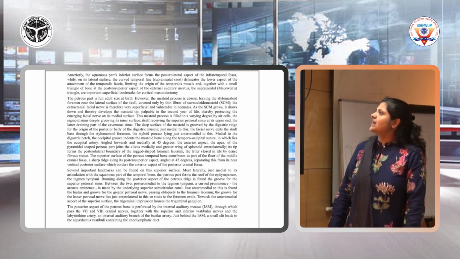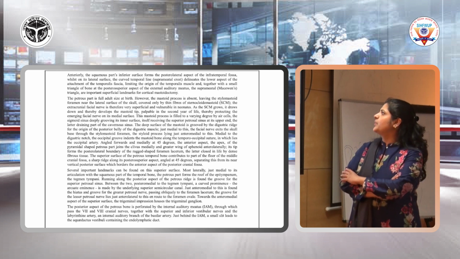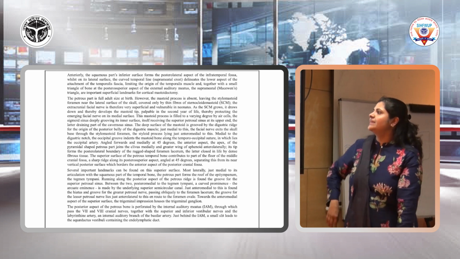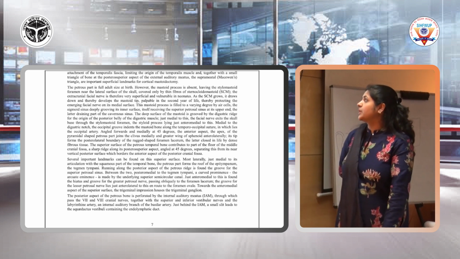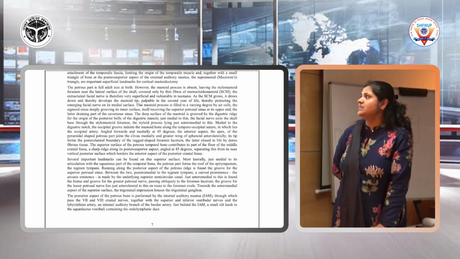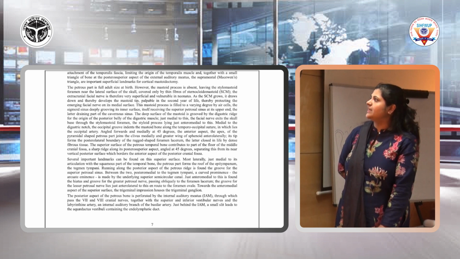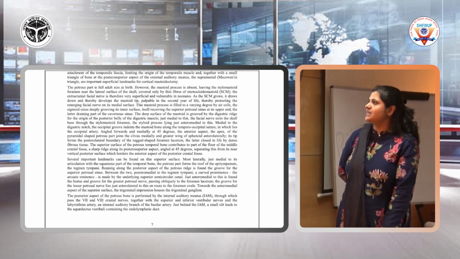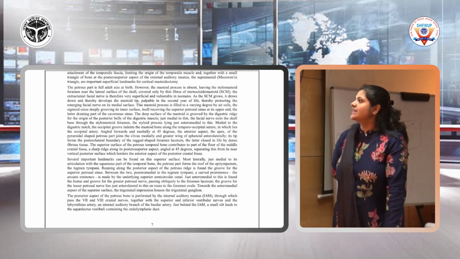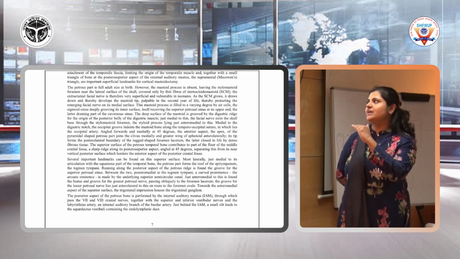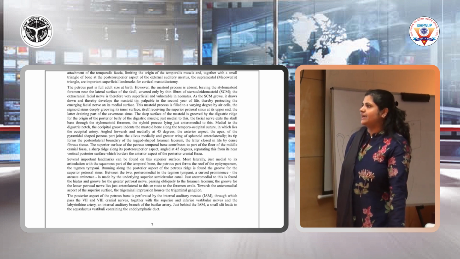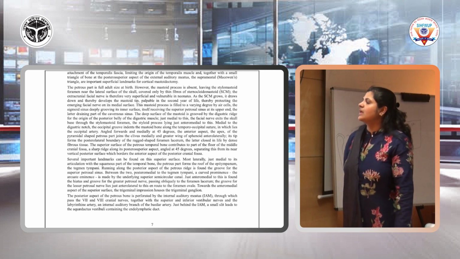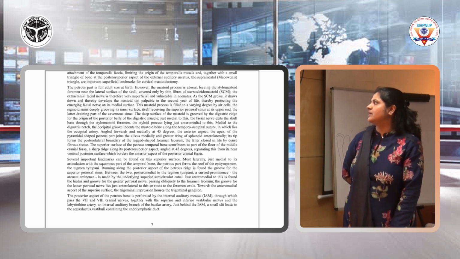Several important landmarks can be found on the superior surface of the temporal bone. The tegmen tympani runs along the posterior surface of the petrous ridge, where the groove for the superior petrosal sinus is found. Between the two, posteromedial to the tegmen tympani, is a curved prominence, the arcuate eminence. It is made by the underlying superior semicircular canal. Just anteromedial to this are found the hiatus and groove for the greater petrosal nerve and the groove for the lesser petrosal nerve.